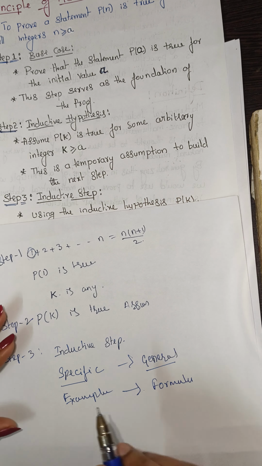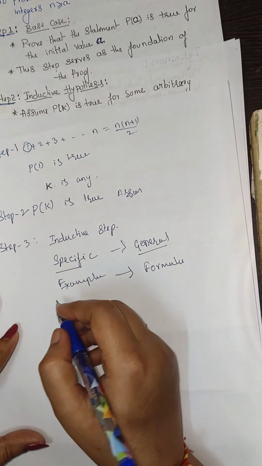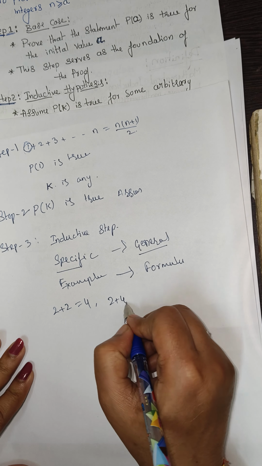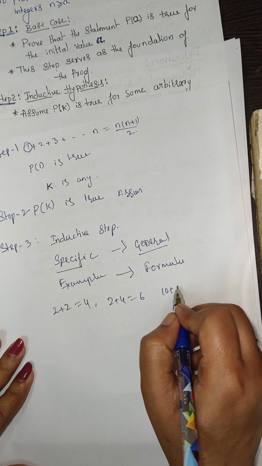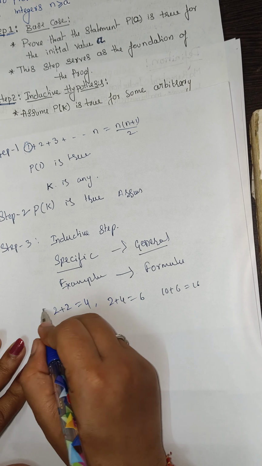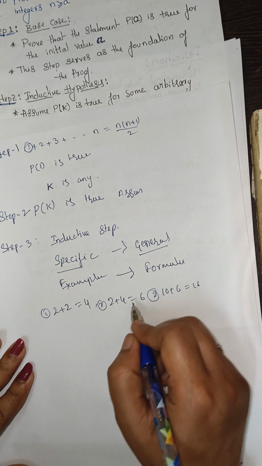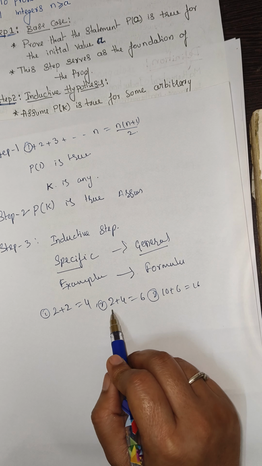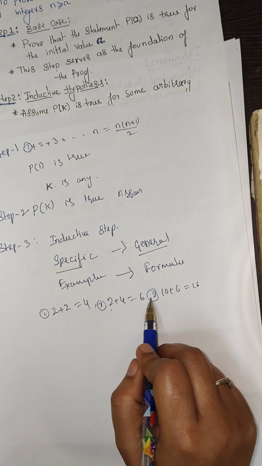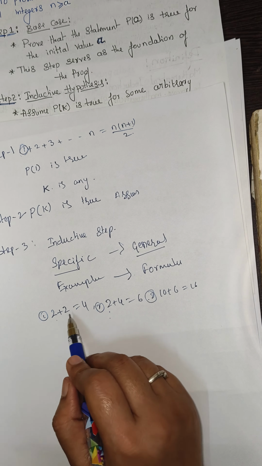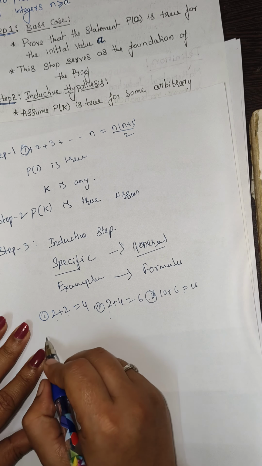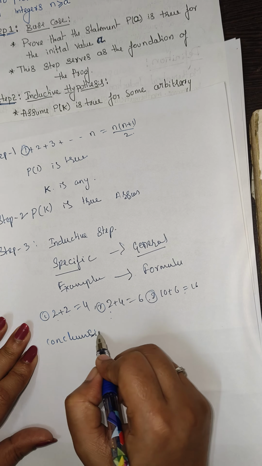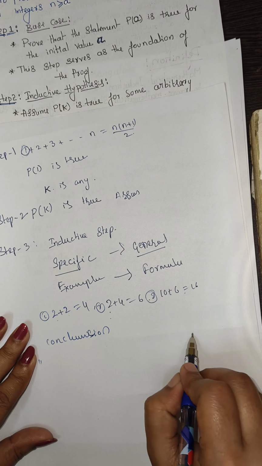For example, if it is a sum of even numbers like 2 plus 2 is 4, 2 plus 4 is 6, and 10 plus 6 is 16. These are the examples. By observing these examples, we make the conclusion that the sum of any two even numbers is always even. So it is a conclusion. We will come to our conclusion. It becomes a statement. What is the statement?